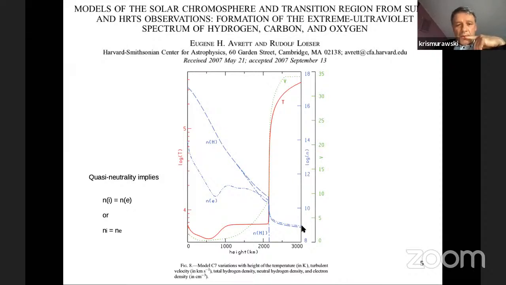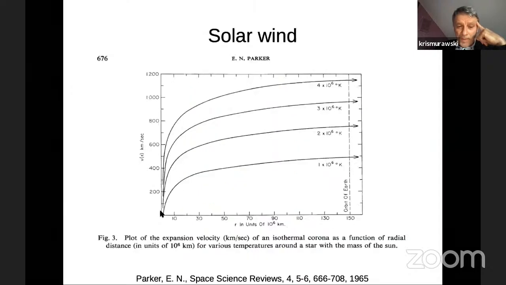All right, and another puzzle is associated with the origin of the solar wind. So here is the reference to the famous Parker paper of 1965, in which he drew the velocity of the solar wind versus radius in units of megameters.